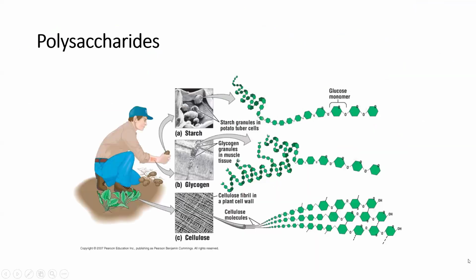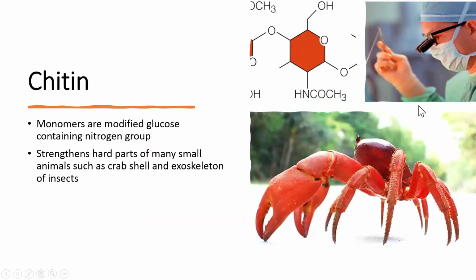So this summarizes the three kinds of polysaccharides. We have the starch in the potato. We have the glycogen in the muscle. That's what they look like under a high power microscope. And then we have the cellulose in the plant leaves. Just one more, and then I'm gonna stop.